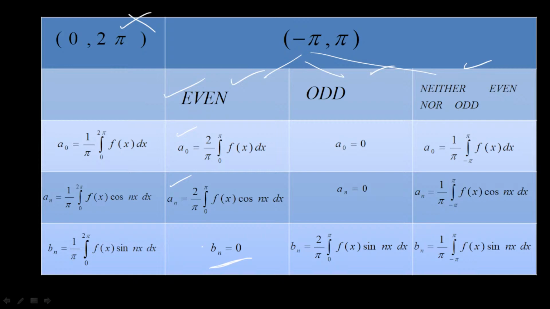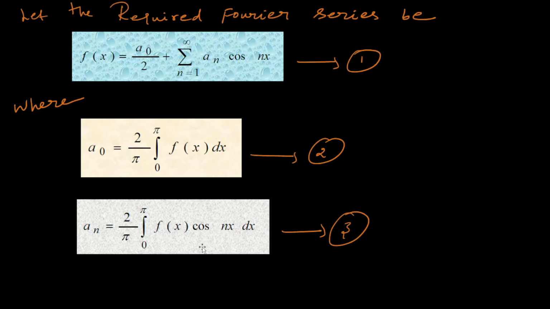So let the required Fourier series be f of x is equal to a naught divided by 2 plus sigma n from 1 to infinity a n cos n x, where a naught is equal to, make use of the formula, 2 by pi integral 0 to pi f of x dx, and a n is equal to 2 by pi integral 0 to pi f of x cos n x dx.